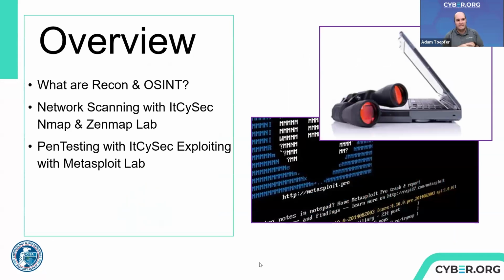Today, in the beginning, we're going to have an introduction to recon and open source intelligence, often abbreviated as OSINT. We're going to get into network scanning with the Intro to Cybersecurity, using some tools called Nmap and ZenMap. If you've never heard of those, they're a lot of fun. They can be pretty interesting. They can be a little dangerous, so you should always use them in the right way. Then we're going to talk about what pen testing is, and we're going to use a lab called Exploiting with Metasploit. And that's going to be pretty exciting too.